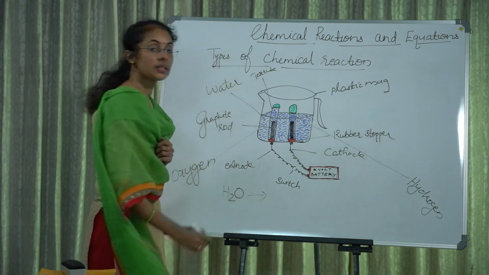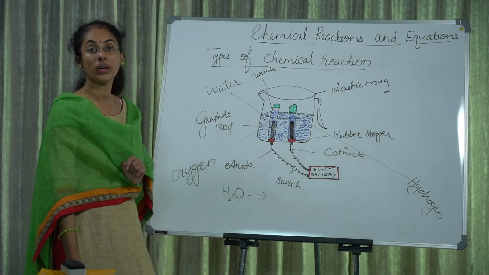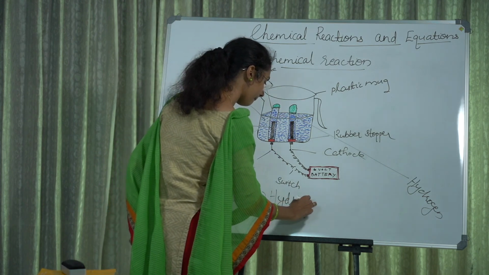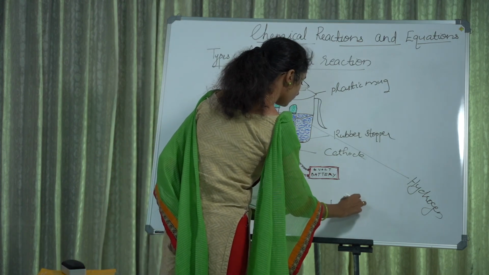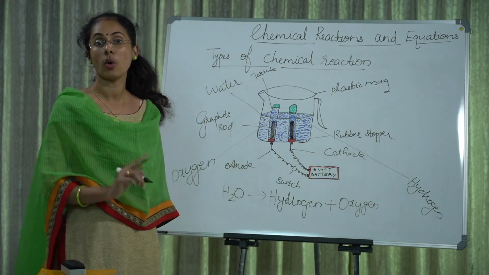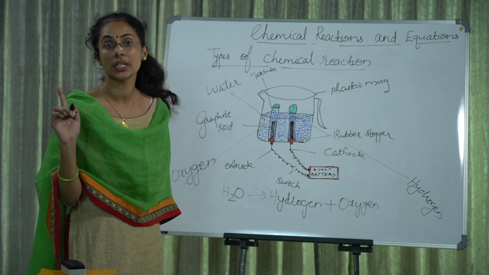What are the two products we get from the electrolysis of water? Hydrogen and oxygen. Electrolysis of water is also a decomposition reaction.